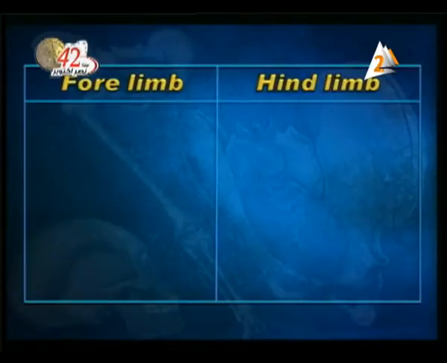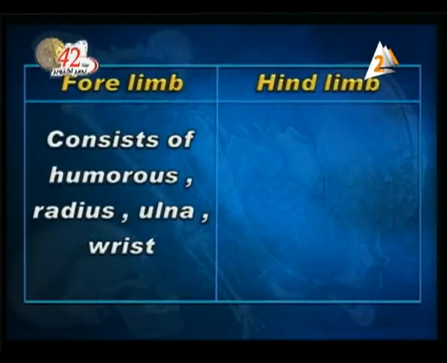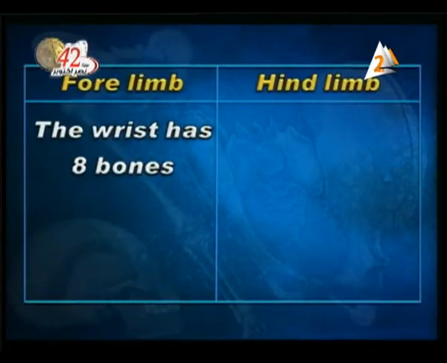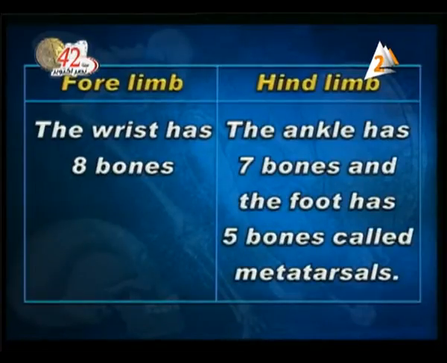Forelimb consists of humerus, radius, ulna, and wrist, while hind limb consists of femur, tibia, and fibula. Also, we can see the foot. And also in forelimb, the wrist has 8 bones, while in hind limb, the ankle has 7 bones and the foot has 5 bones called metatarsals.